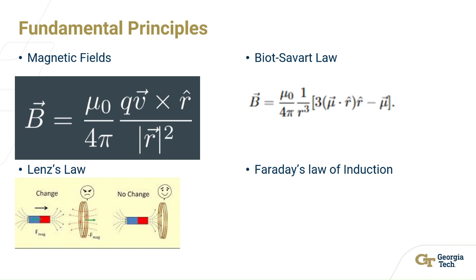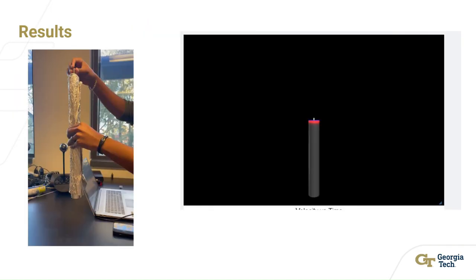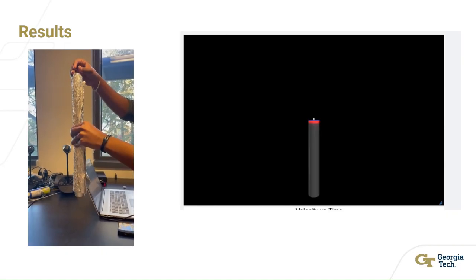The goal of the experiment was to compare the actual fall time of the magnet through an aluminum foil tube to a computational model created in GlowScript. By adjusting parameters such as tube geometry and dipole moment, we matched the model to the measured behavior and analyzed sources of discrepancies. Here are the results.